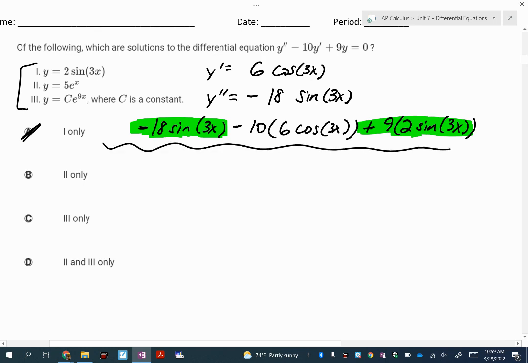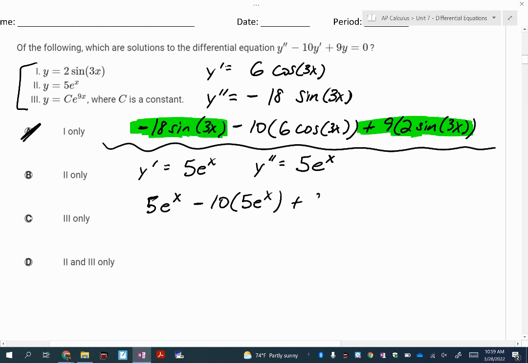All right, here we go. So y prime is going to be 5e to the x. Y double prime for the second one is going to also be 5e to the power of x. Okay, so now plugging in, I have 5e to the power of x minus 10 times the y prime, which is the same, 5e to the x, and then plus 9 times my original function, which is 5 times e to the x.